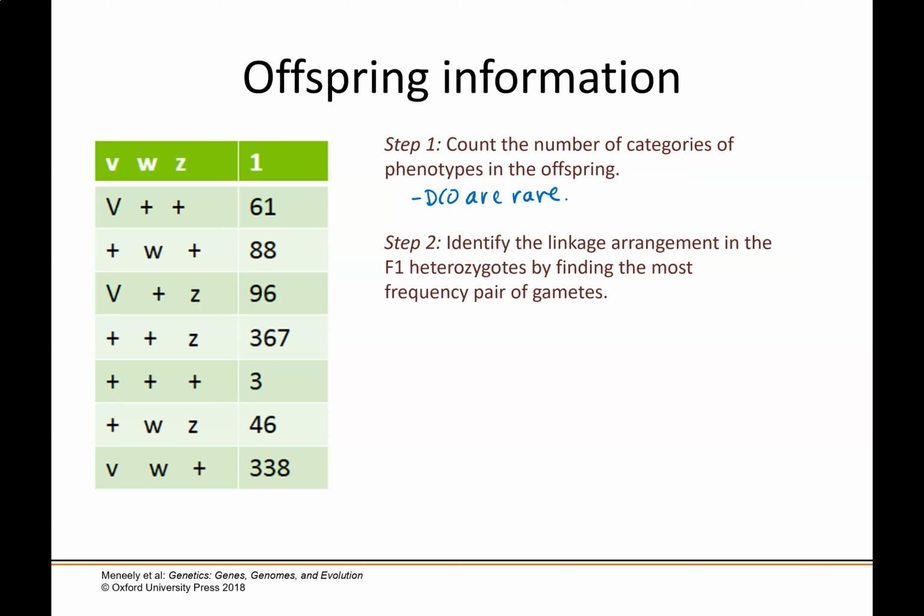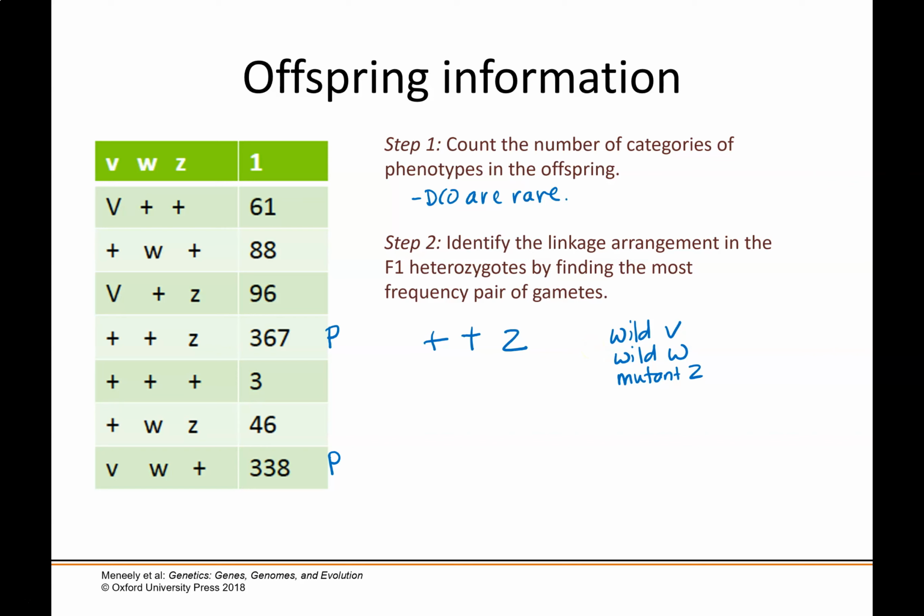So the first thing after we count our number of categories of phenotypes is to identify the linkage arrangement. So this means that our book wants us to identify what are the parental phenotypes. So we identify the parentals because they are the most frequently occurring. So in this top parental, we have plus Z. So this phenotype is going to be wild type for V, wild type for W, and mutant for Z. So one parent has those phenotypes.